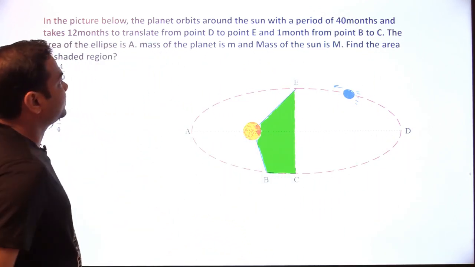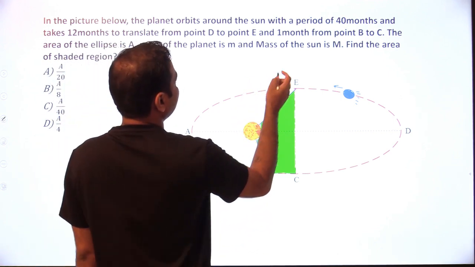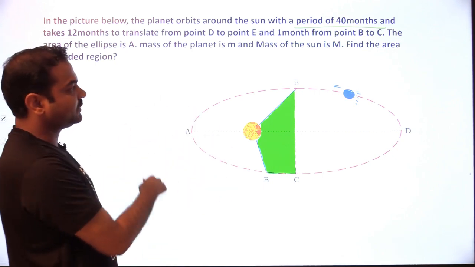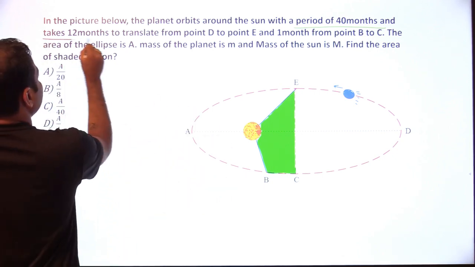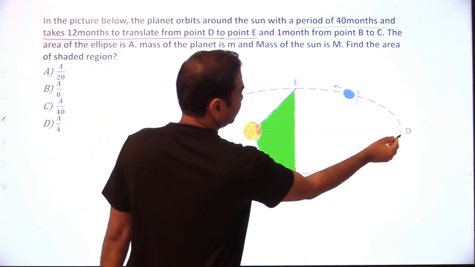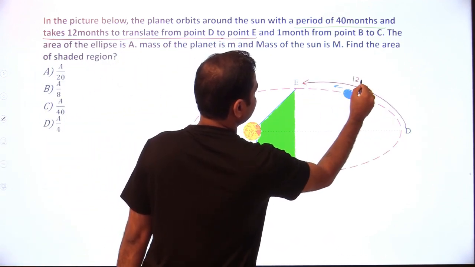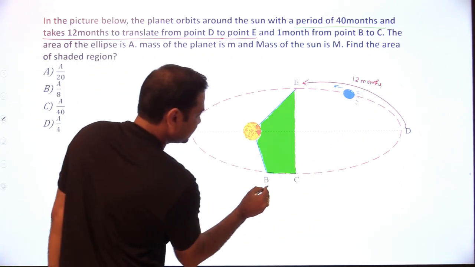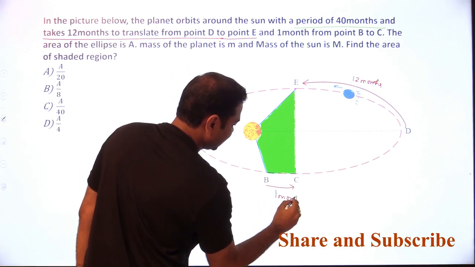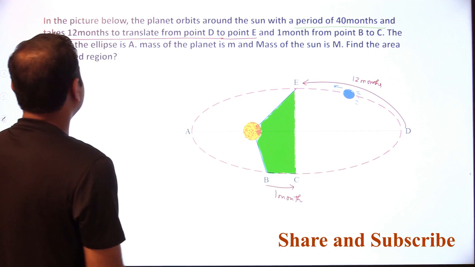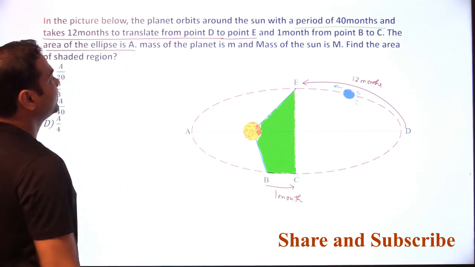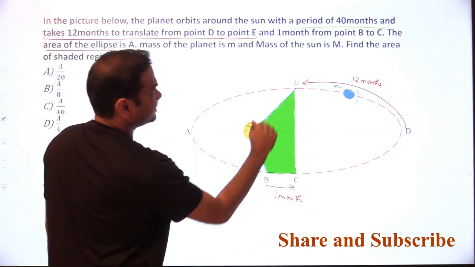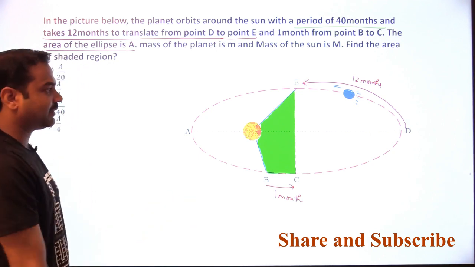So in the given question, it is mentioned that the time period is 40 months. The planet is taking 12 months to travel from point D to E. And from point B to C it is taking 1 month. So they have given different times, and the area of the ellipse is also given. Total area is A. The mass of the planet and the mass of the sun are also given. What is the area of the shaded region? They are asking for the shaded region area value.